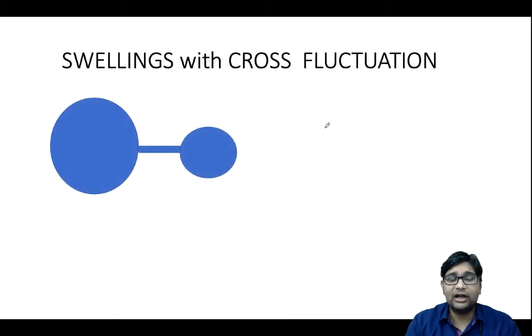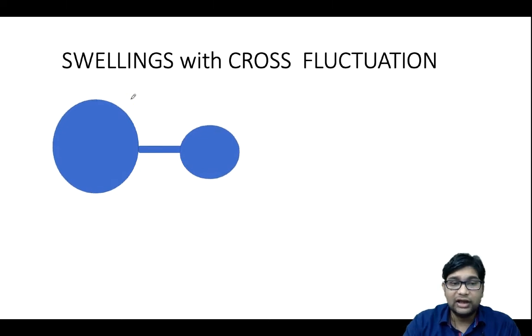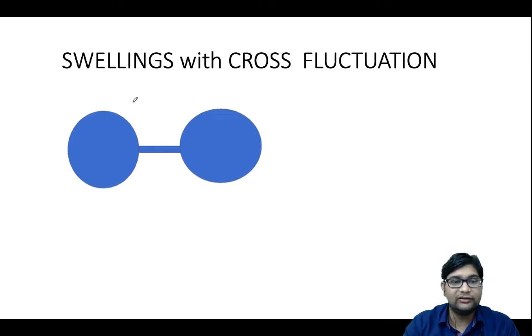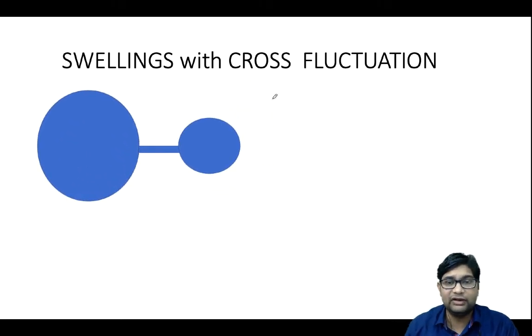And what are swellings with cross fluctuation? In cross fluctuation, two cystic structures are connected with some kind of stalk. So if you press one of the swellings here, then the other will increase in size. And if you press this part of the swelling, then this will increase in size, and you will perceive a fluctuation.